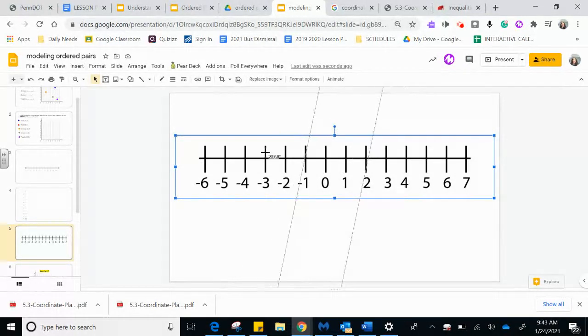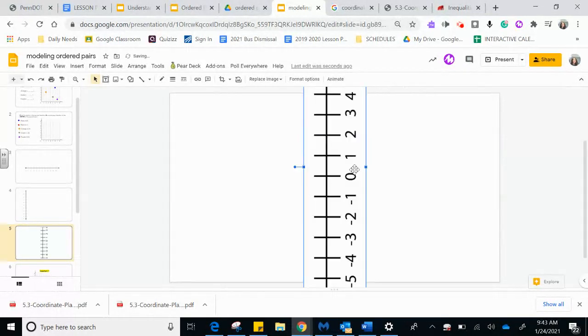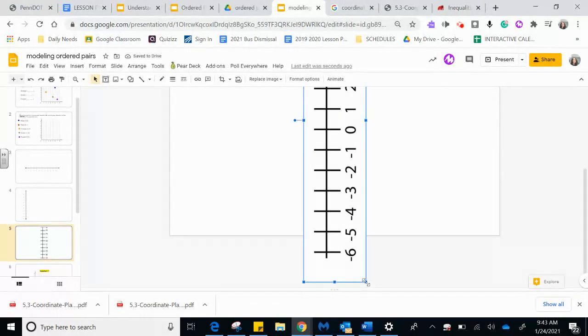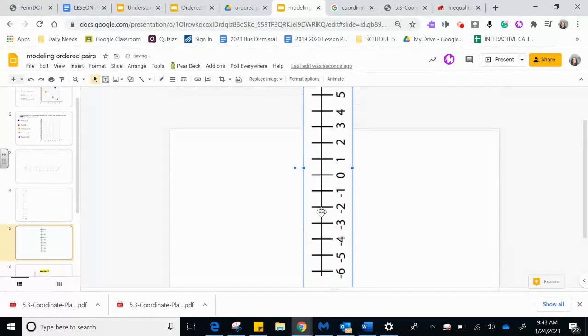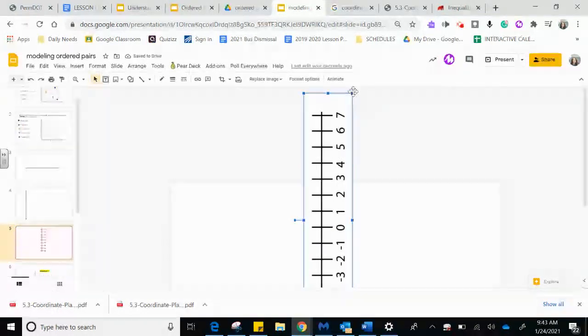Like, I'm going to try and flip this and see if it makes sense. I might have to shrink it a little bit as well. But you're going to have to kind of use your imagination here. Oh boy, that's really kind of round.